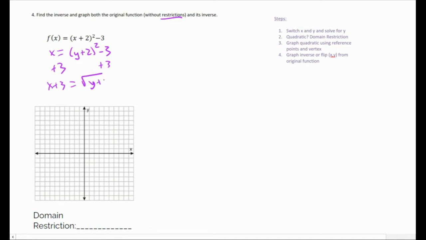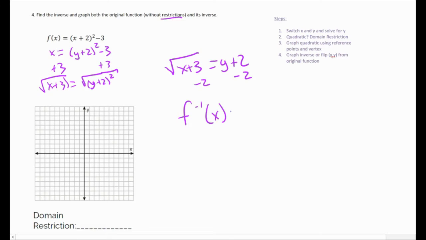Then I'm going to take the square root of both sides to get rid of the square. So I get the square root of x plus 3 equals y plus 2. Subtract 2 from both sides. So my inverse is going to be the square root of x plus 3 minus 2.